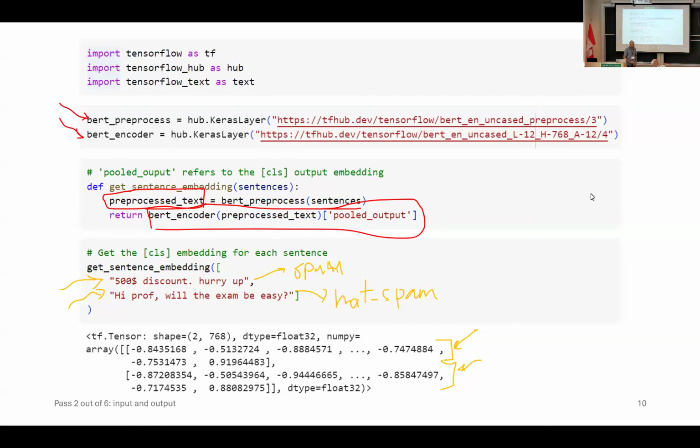Shall we continue? All right. So let's continue our workshop, our tutorial.